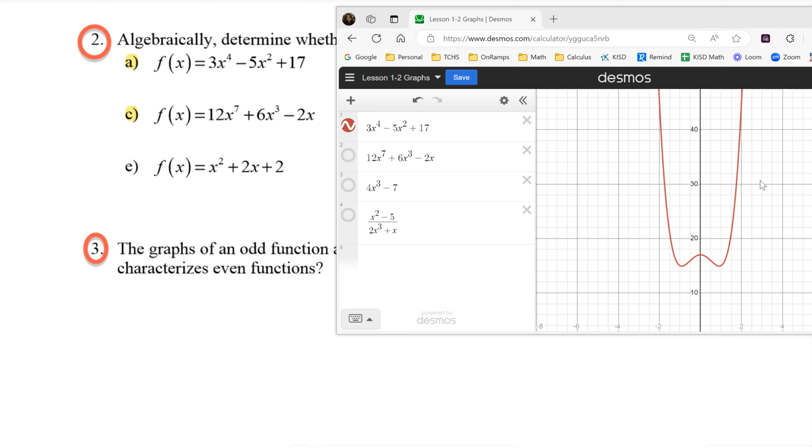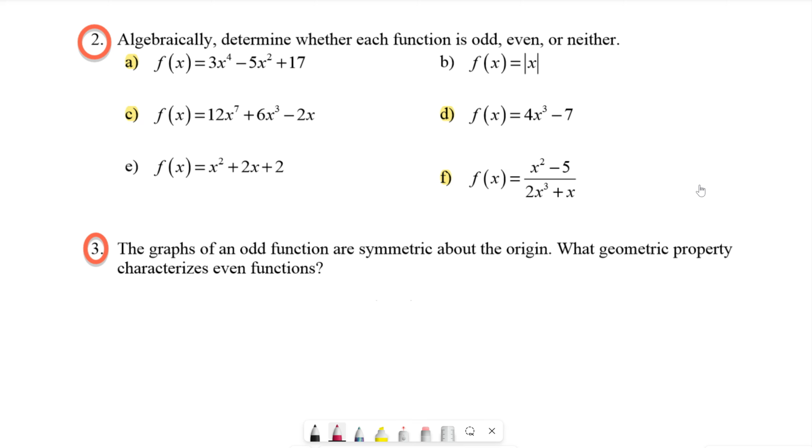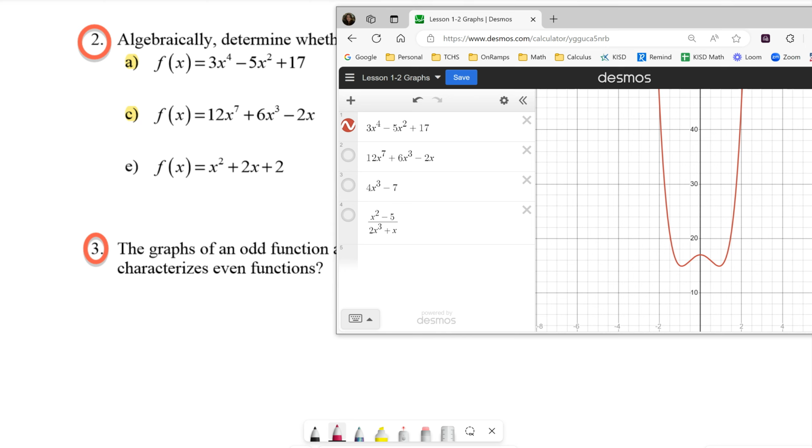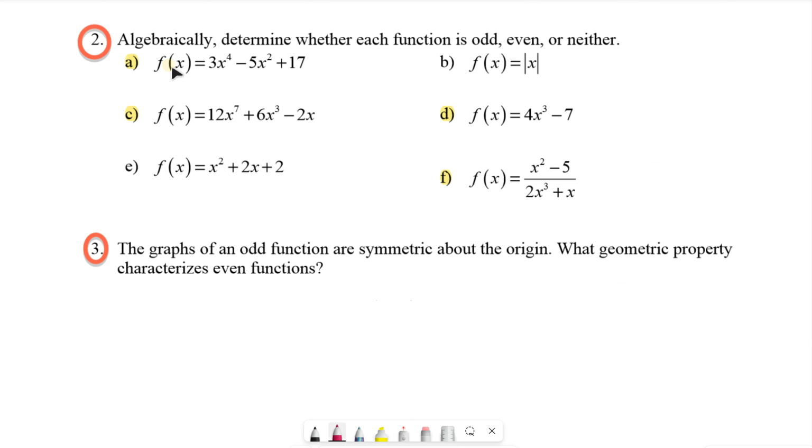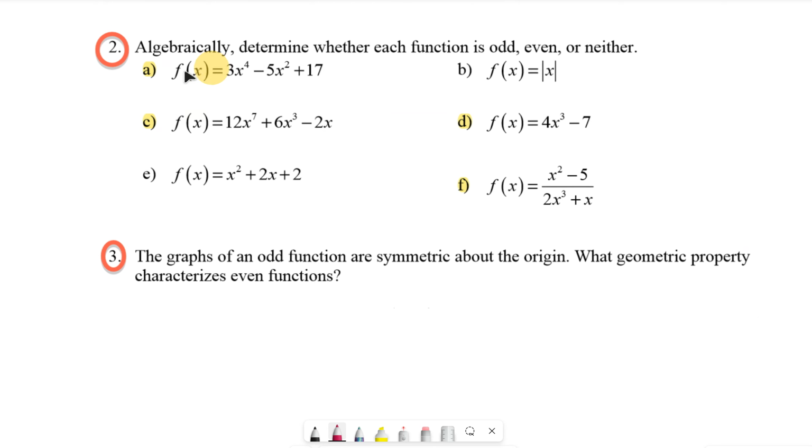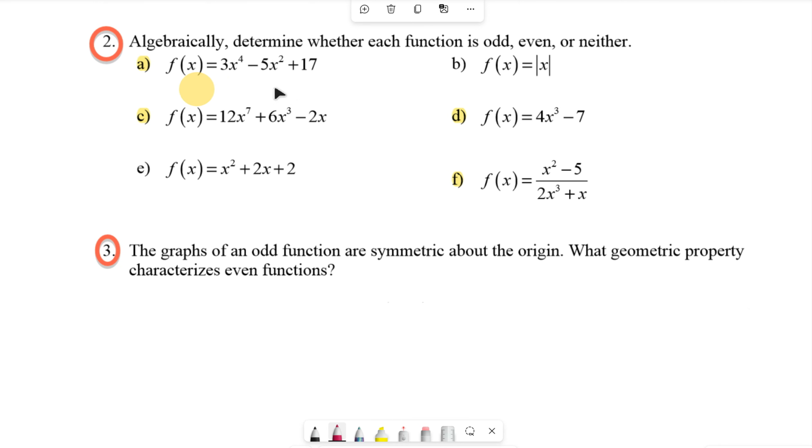Now, here's the equation I just read out to you, and graphically we can easily see right off the bat that if we folded this graph over the y-axis, this side right here would definitely overlap with this side over here. So my question now is, were you able to do this without looking at a graph?